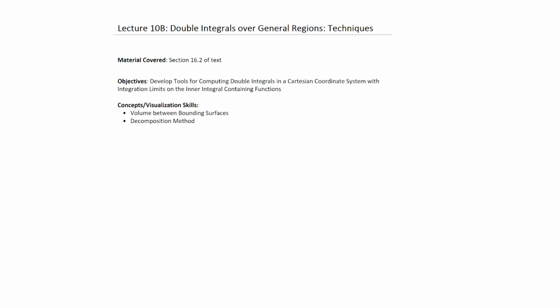computing double integrals in a Cartesian coordinate system with integration limits on the inner integral containing functions. The concepts and visualization skills that we'll be discussing here include determining the volume between bounding surfaces and also a decomposition method, which essentially allows you a technique for dealing with complex regions where you cannot do the integration in one step. As usual, the second slide basically just covers a summary of the slides to follow. So as usual, we'll skip over this slide and move on to the next one.